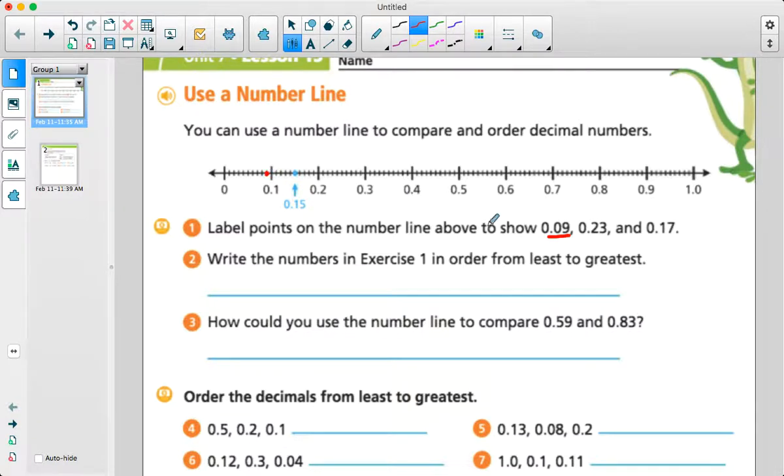All right. Then it says I need to do 23 hundredths. Well, I know that 23 hundredths is going to be somewhere between the 2 here and the 3, because I see there's a 2 here. And I know that the 3 hundredths means I have to go over 3 spots. So I'm going to go 1, 2, 3. So my 23 hundredths is right there.